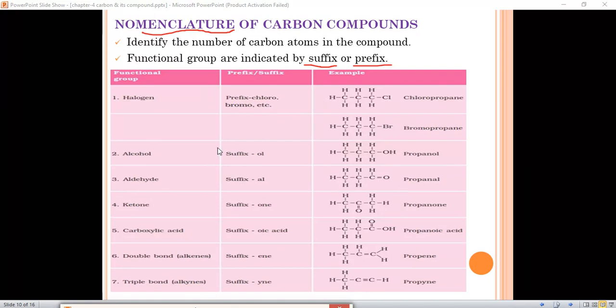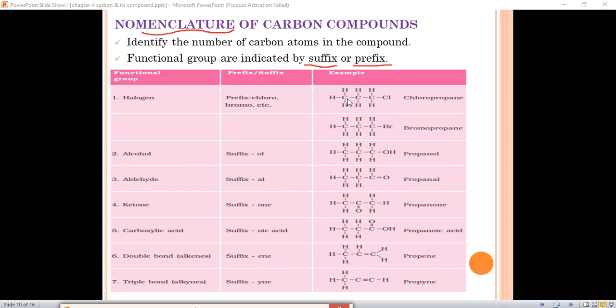Now we'll have a look at this table. For example, if the functional group is halogen, we will use it as a prefix, such as chloro, bromo, etc. Prefix means it should be used before the name of the organic compound, and suffix means it is used at the end. Prefix means it should be used at the first and suffix it should be used at the end. For example, this is our compound. How many carbon atoms are there? 1, 2, 3.